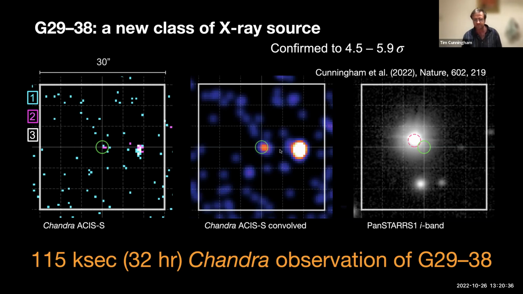This object was targeted previously with XMM, but the angular resolution of XMM is on the order of 10 arc seconds, which is the distance between these two things. So our target was completely lost, completely swamped by the brightness of this object. So it was really the angular resolution of Chandra that we needed to make this detection.